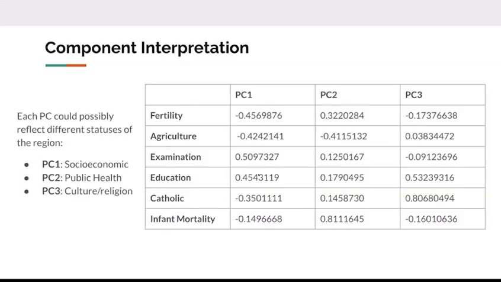So here are the loadings that we had for each PC. We chose 3 principal components. And as we had 6 features in the data set, we wanted to see if there was some sort of theme that we could attach instead of having these 6 individual features. If we look at the loadings, PC3 has a large loading value of 0.8 for Catholic. That's the largest one in that group, which leads us to believe that PC3 may be informing us about the culture or religion of the region. In similar ways, PC2 may be informing us about public health, and PC1 is about the socioeconomic status of the region.